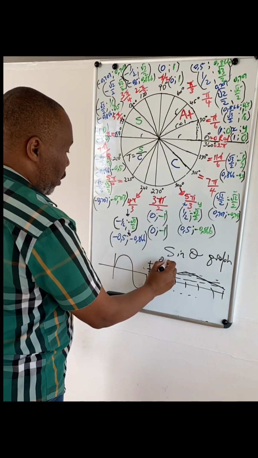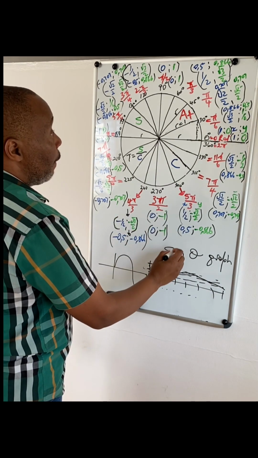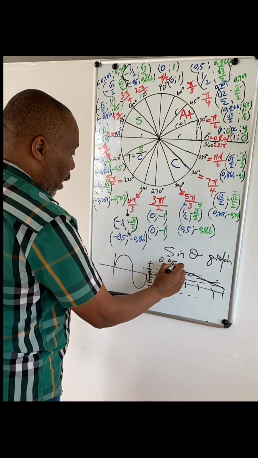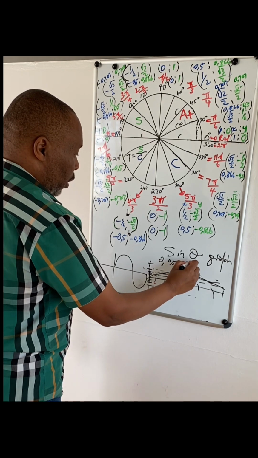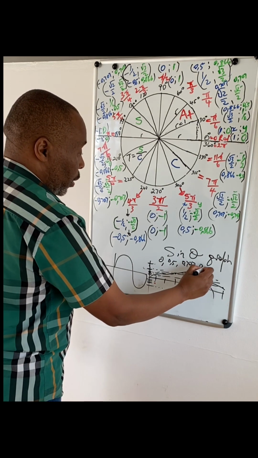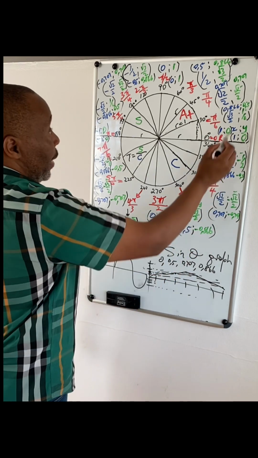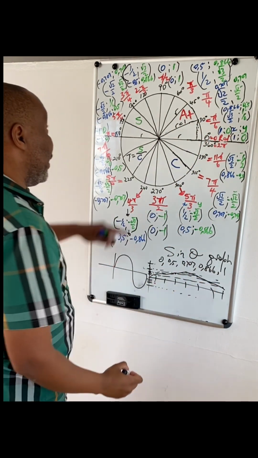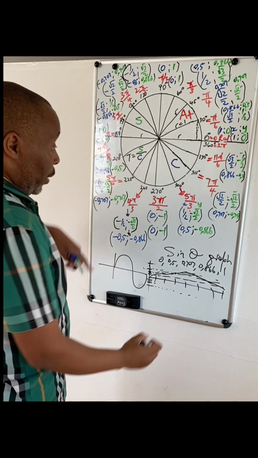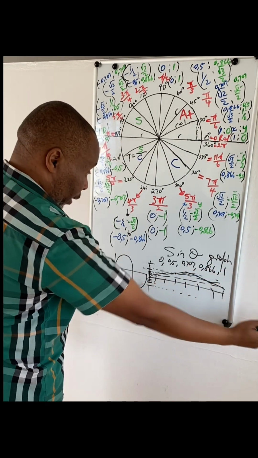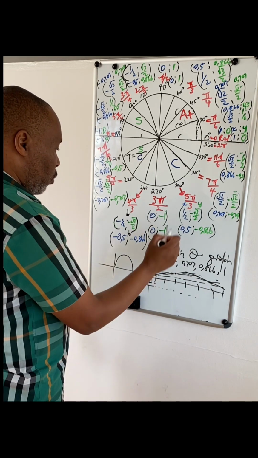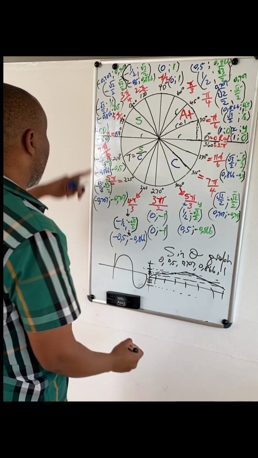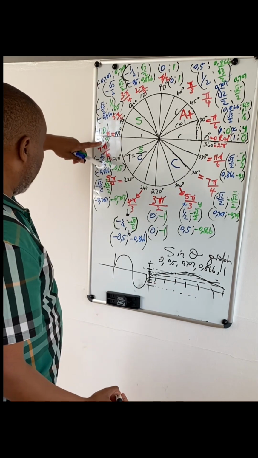It is 0, it is 0.5, it is 0.707, it is 0.866, and then it goes right around to 1, and then it comes back again: 0.866, 0.707, 0.5, it reaches 0, and then it goes to the negative. The y value goes to the negative.